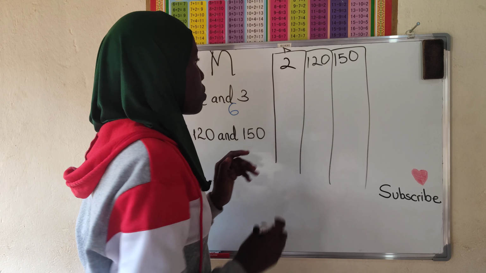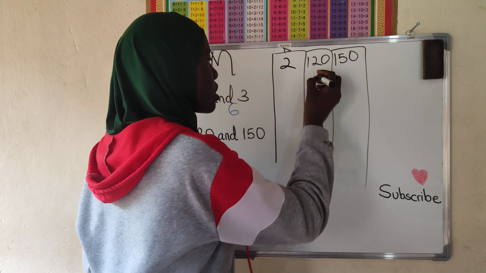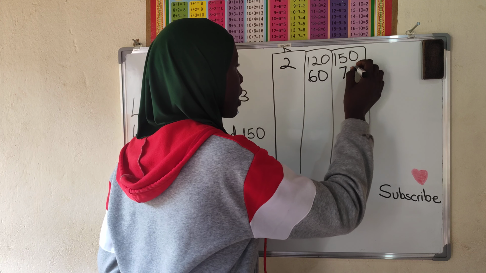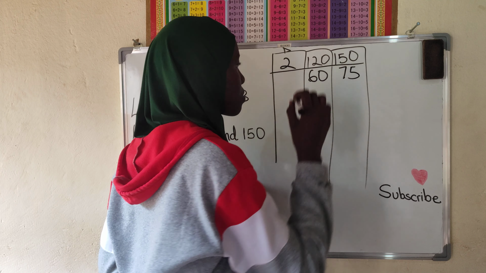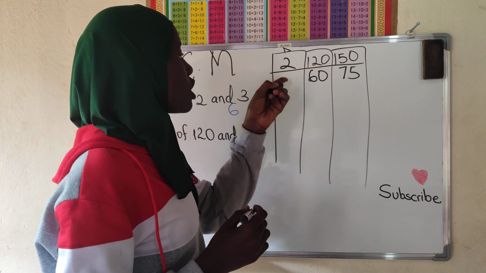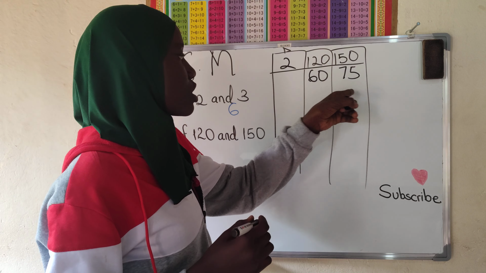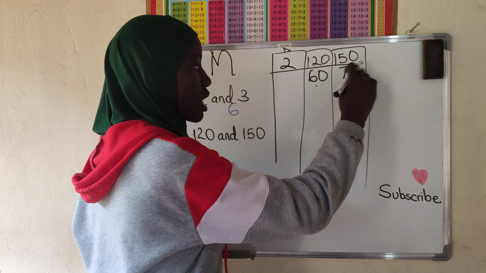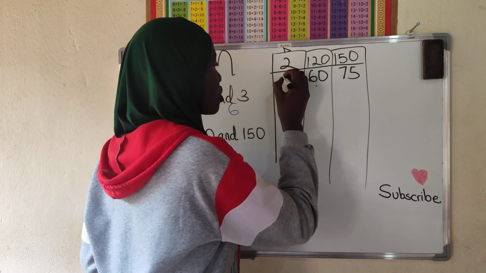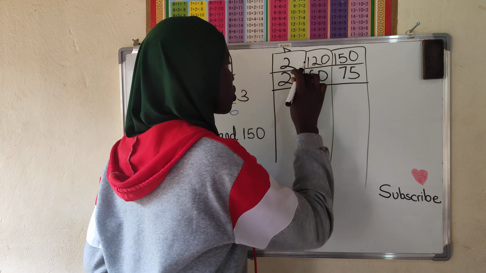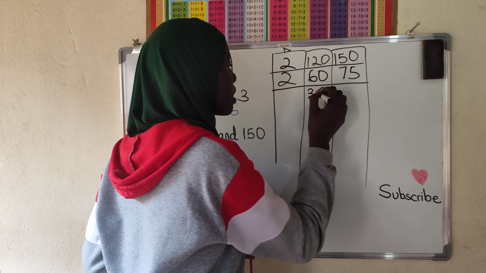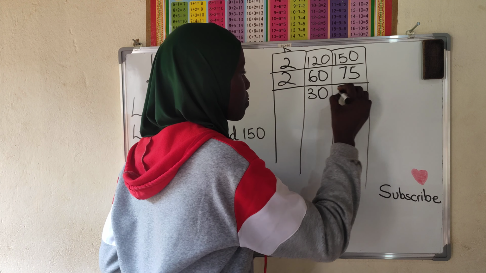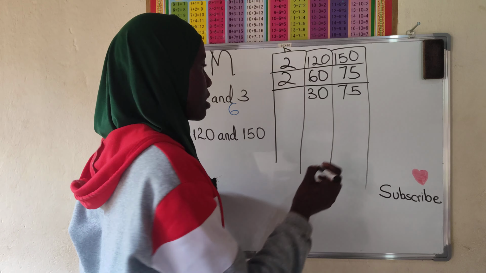When you divide by 2, 2 into 120, we get 60. 2 into 150, we get 75. So that's our first row. Then we are going to divide 2 again into these numbers because we still have a number that's divisible by 2. We don't care about the other one that's not divisible yet. So we divide by 2 again. 2 into 60, that will give us 30. Since 75 is not divisible by 2, we just let it be. Just leave it there, just like it is.